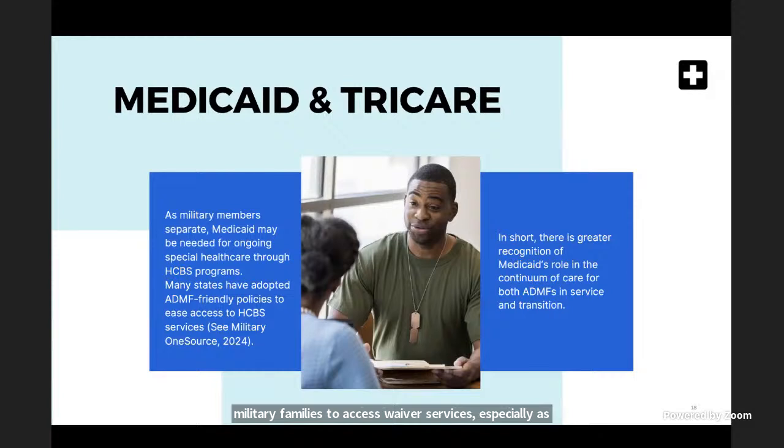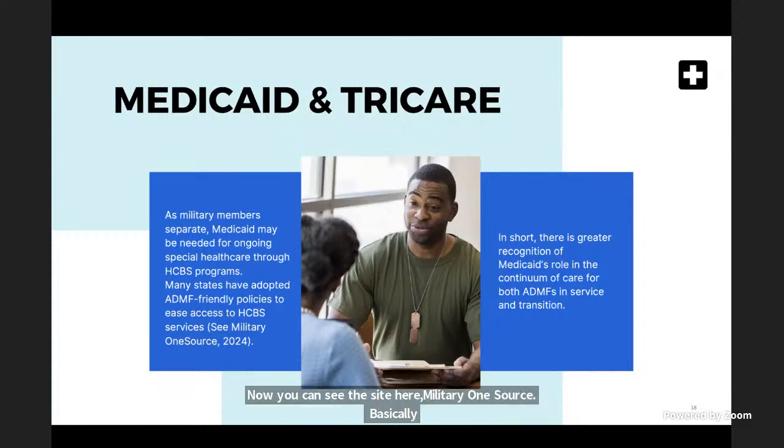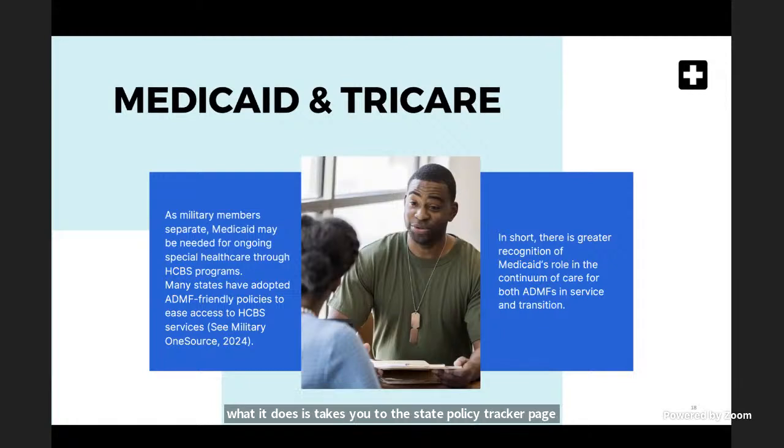Now, you can see the site here to Military OneSource, and basically what it does is that it takes you to the state policy tracker page that Military OneSource hosts. It's a really, really helpful resource, everybody. And we have a link at the end of the presentation, and I encourage you to take a look at what's happening in each of the states.